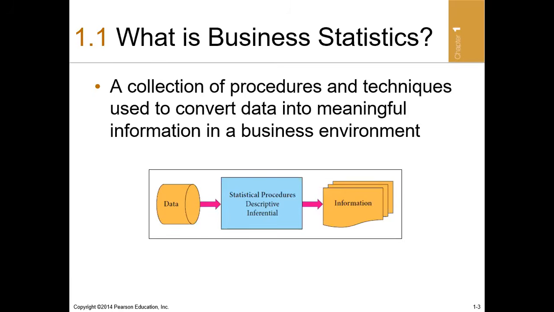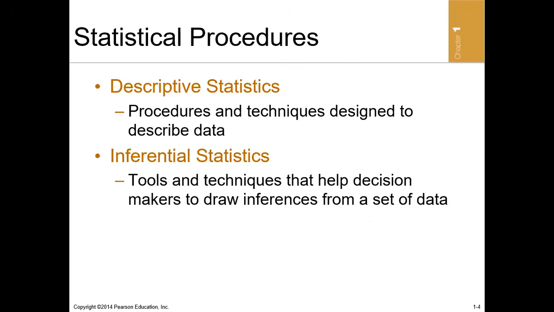Now, what is business statistics? Business statistics is simply a range of procedures that we use to collect data and analyze the data into more meaningful information so that we can use it for business decision making. So it's just a range of procedures for collecting data and analyzing data into more meaningful information so that we can use it for business decisions. That is business statistics. In simple terms, it's just the application of statistics to business decisions.